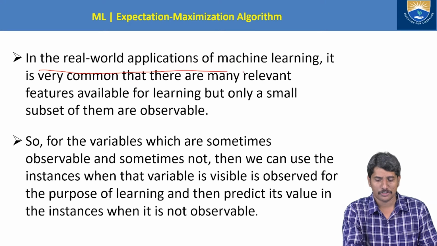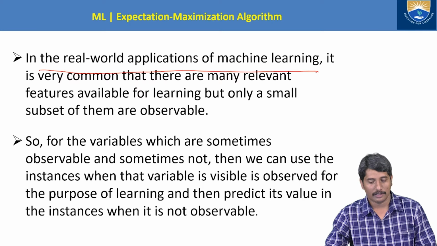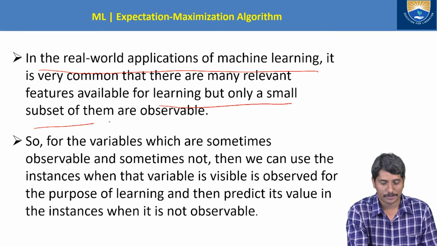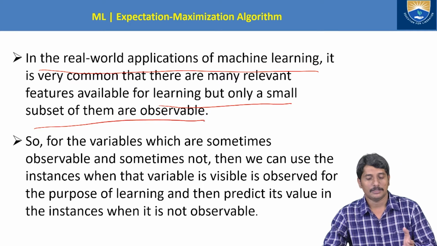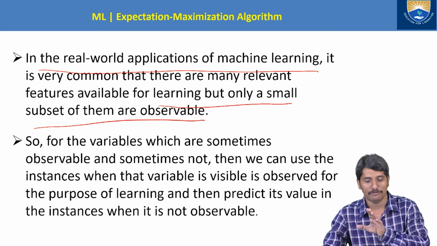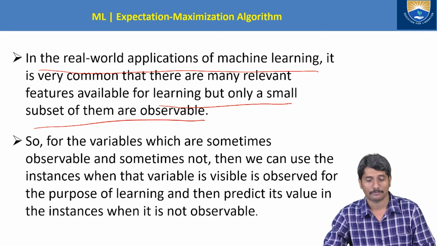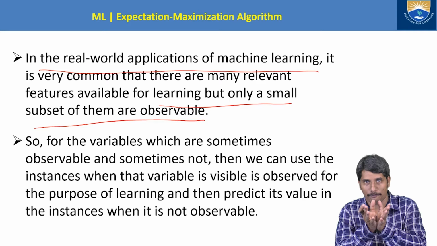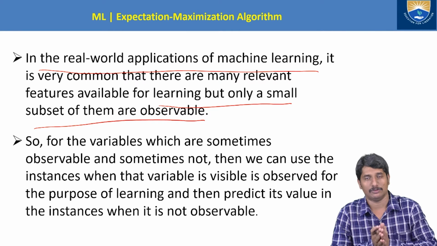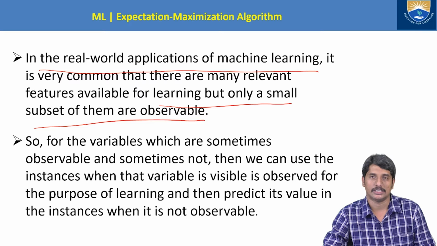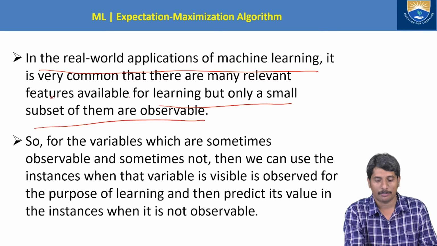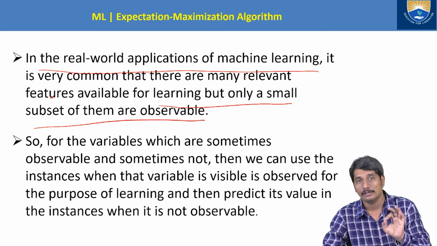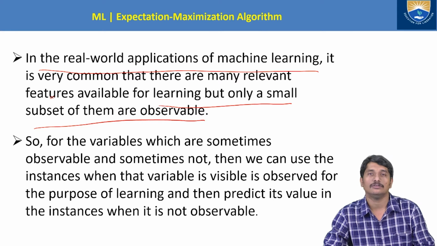In the real world applications of machine learning, it is very common that there are many relevant features available for learning, but only a small subset of them are observed. That means, in the real world applications of machine learning, you can see only few of them observable or perceived with our senses. This is what it is telling. It is very common that there are many relevant features available for learning, but only a small subset of them are perceived through our senses. Okay.